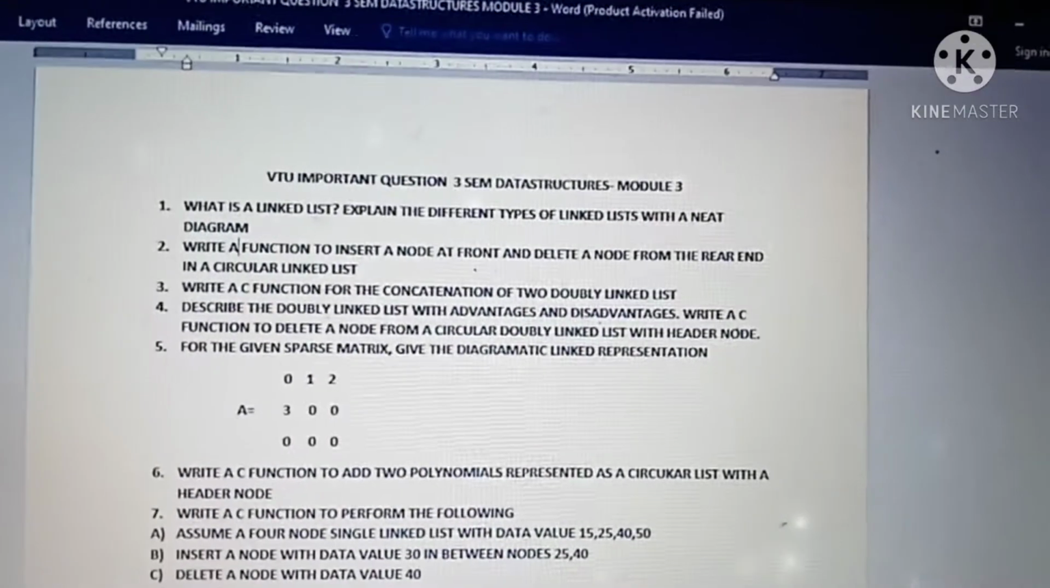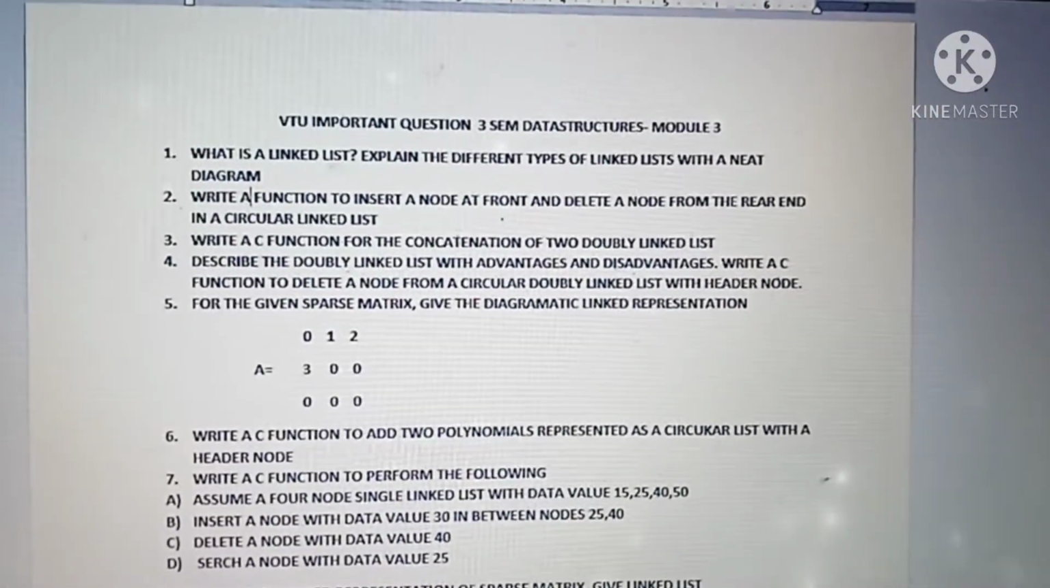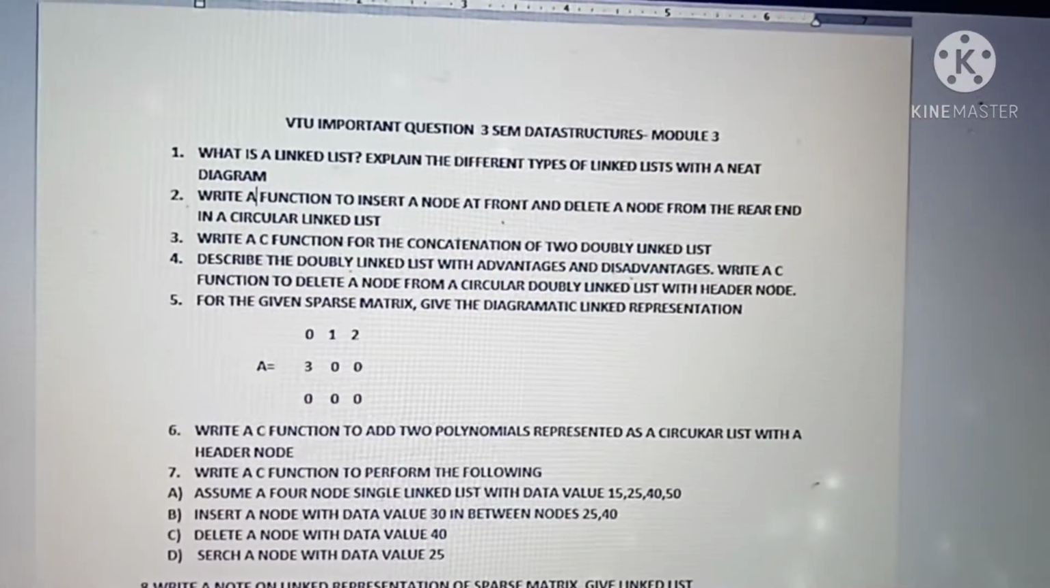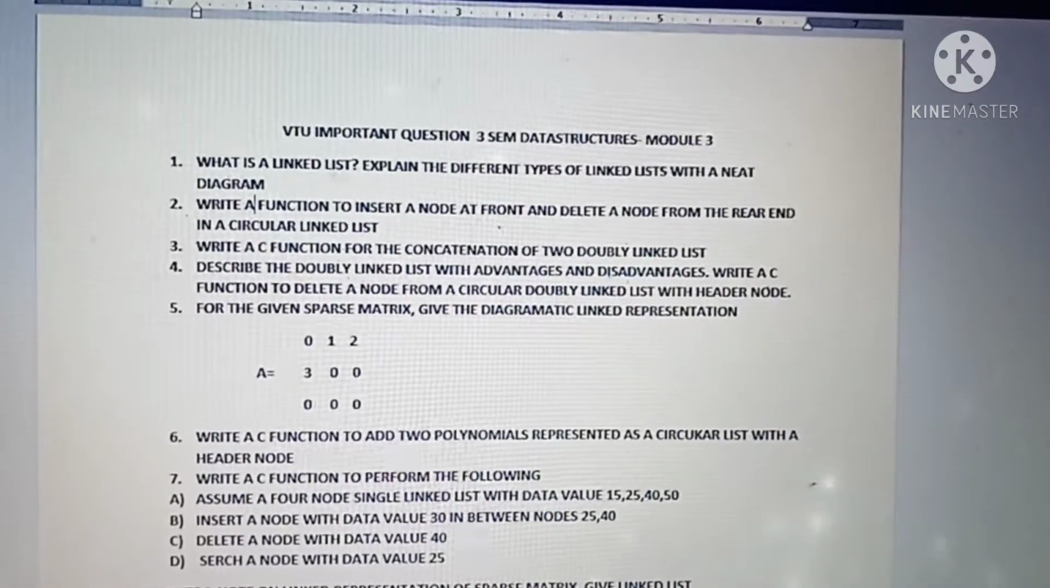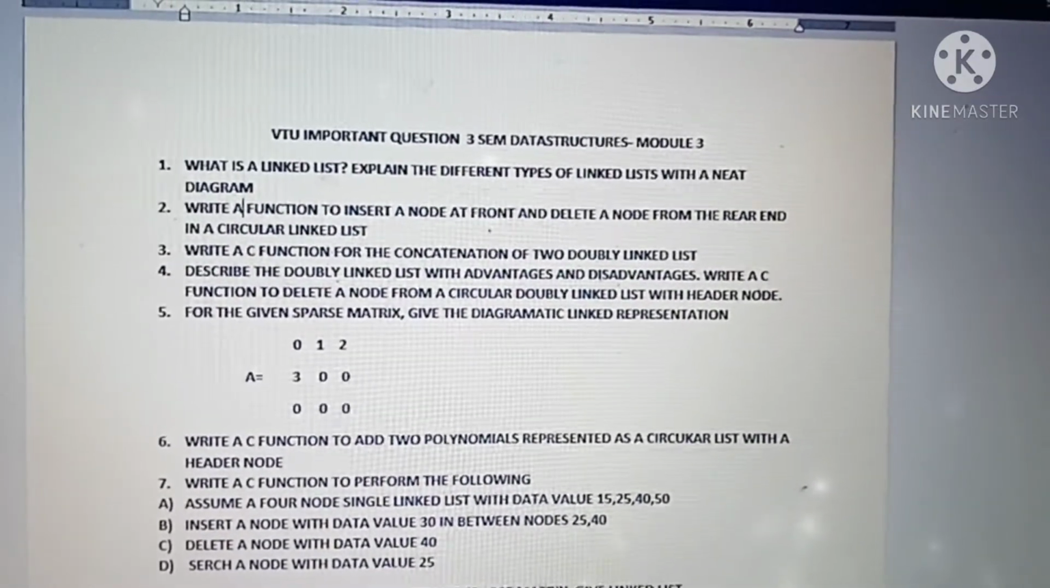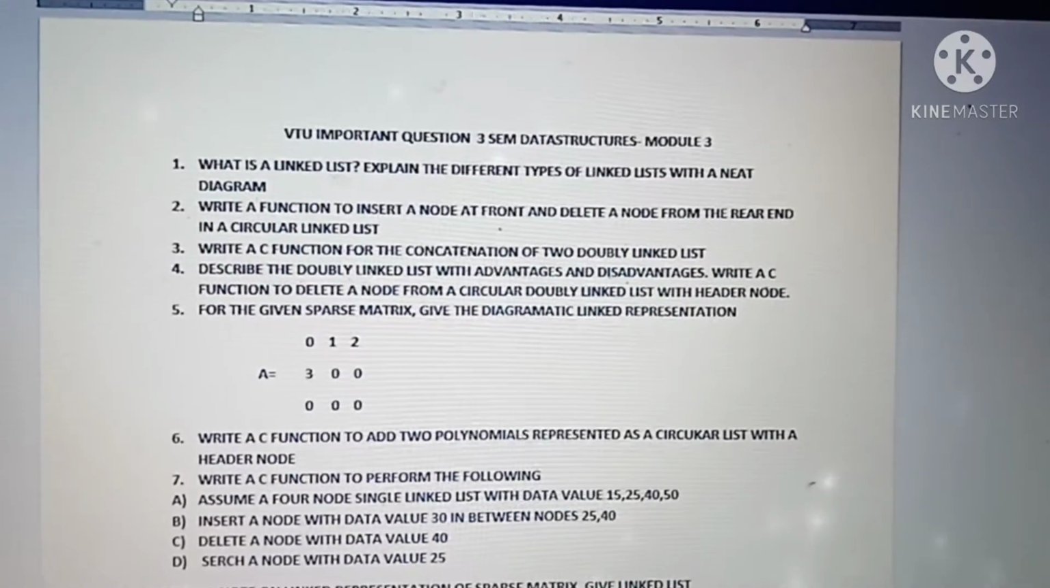So shall I move to question number 2? Question number 2 is, write a function to insert a node at front and delete a node from rear end in a circular linked list.